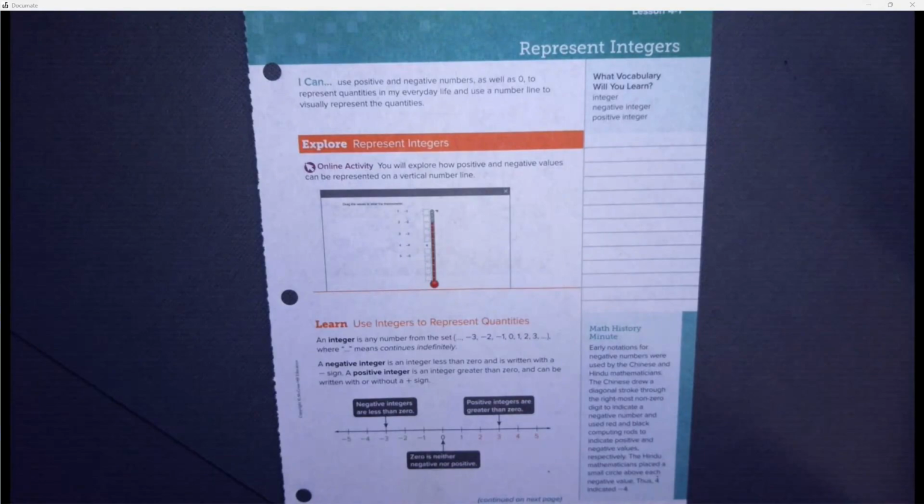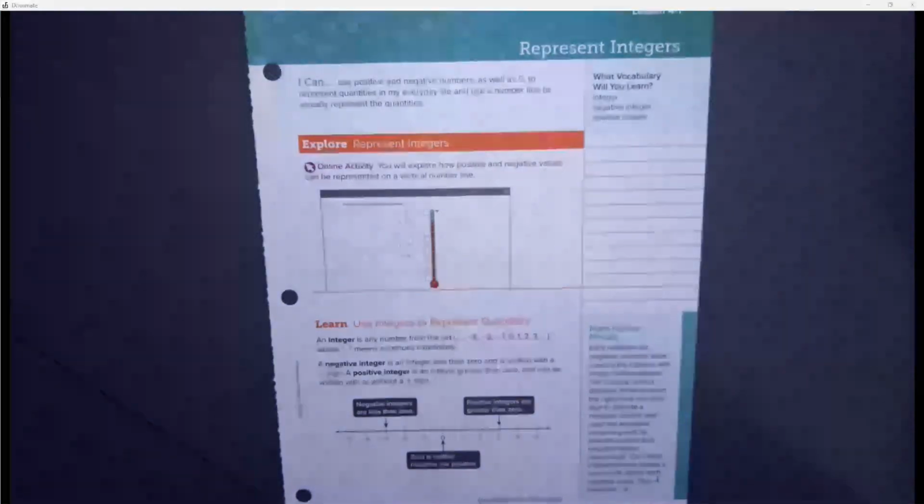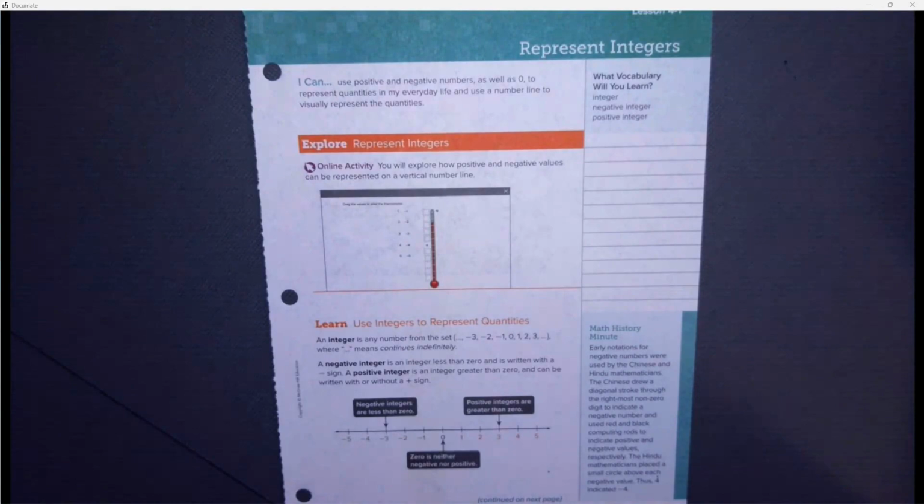Today we're going to cover Lesson 4.1, Represent Integers, in our Tennessee Reveal math book. This begins on page 201. The I can statement states, I can use positive and negative numbers as well as zero to represent quantities in my everyday life and use a number line to visually represent the quantities.